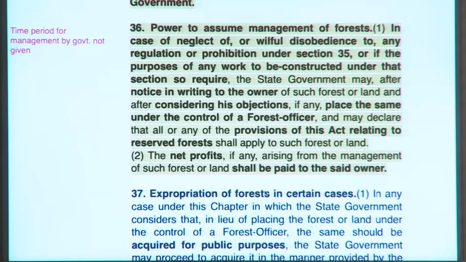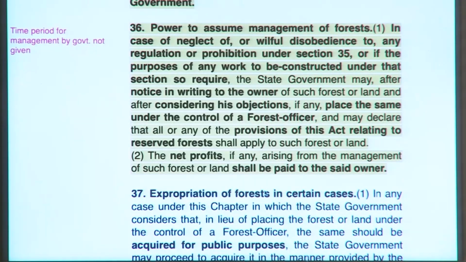Now, mind the word here, it is reserve forest shall apply to such forest or land, and the net profits, if any, arising from the management of such forest or land shall be paid to the said owner. Now, under section 36 the government is assuming the management of certain forest if the person who is having the forest or is the owner of such forest is not doing things that are proper in the view of the government. So, under these circumstances the government can assume the management of the forest.